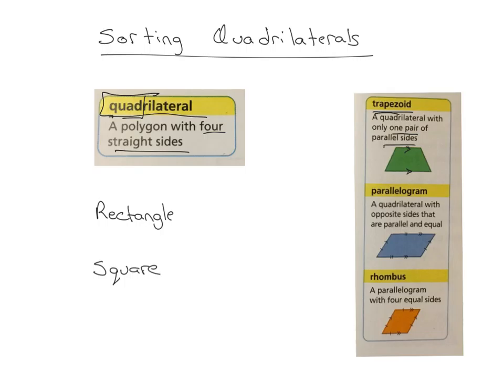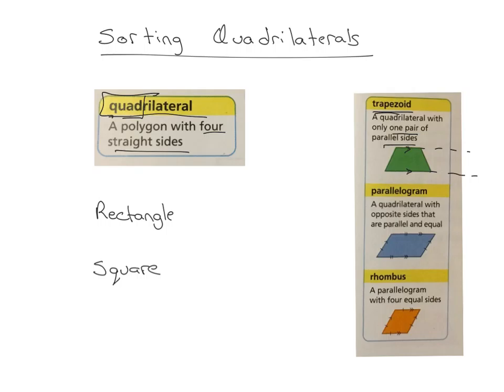Parallel means that those 2 sides stay the same distance apart and will never cross. So you can see they just keep going, and they would never get closer and closer if they even went forever. They are always the same distance apart. So a trapezoid, one pair of parallel sides.